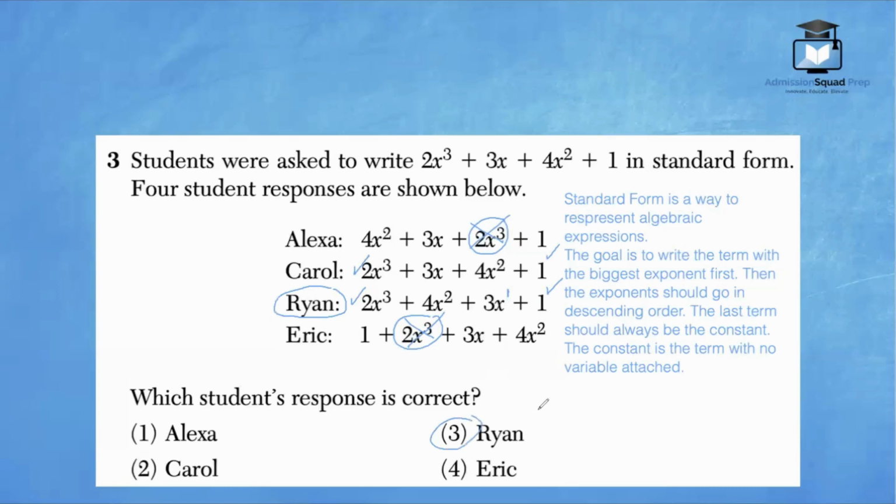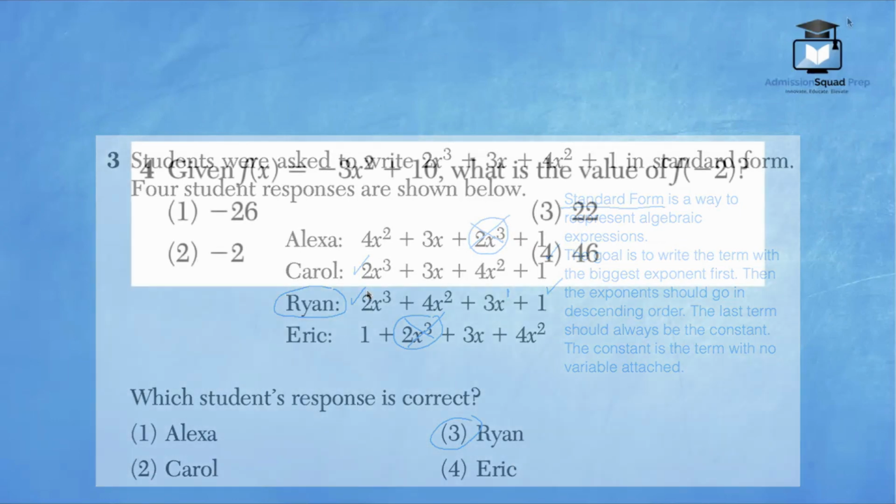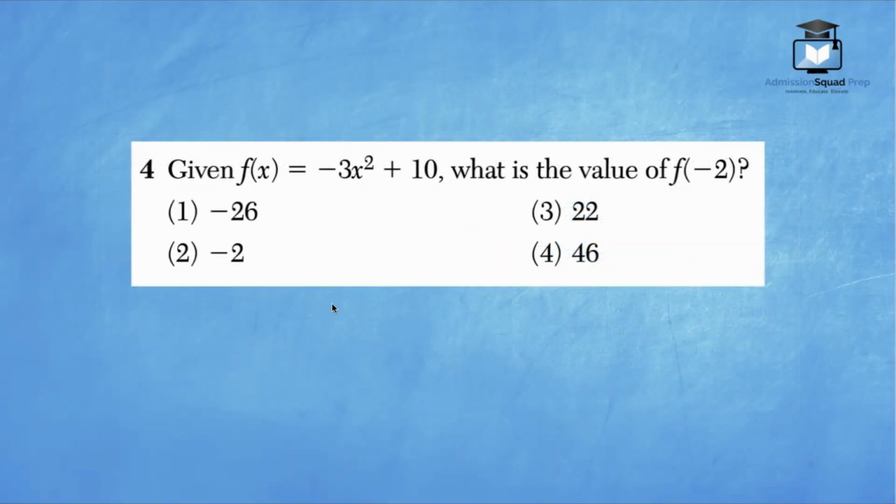There's really no way we could use a calculator for this problem. So this is more so a problem where you're going to have to memorize the definition of standard form and apply what you know to solve the problem. Let's head on over to question number 4. Question number 4 says, given f of x equals negative 3x squared plus 10, what is the value of f of negative 2? And we have 4 answer choices.